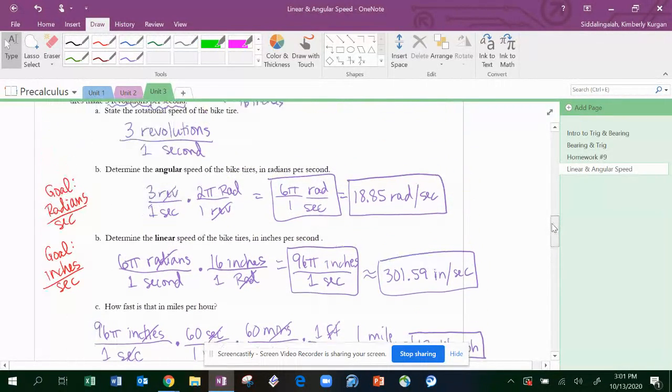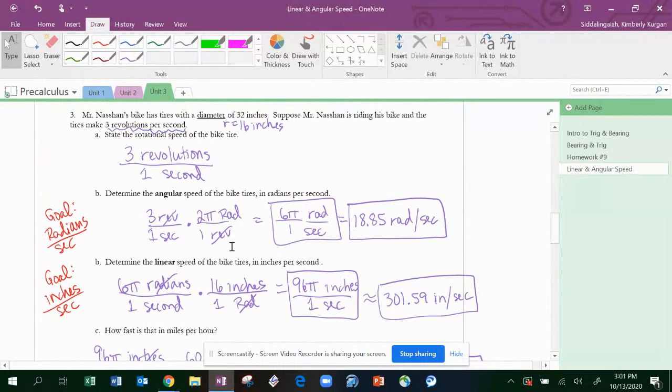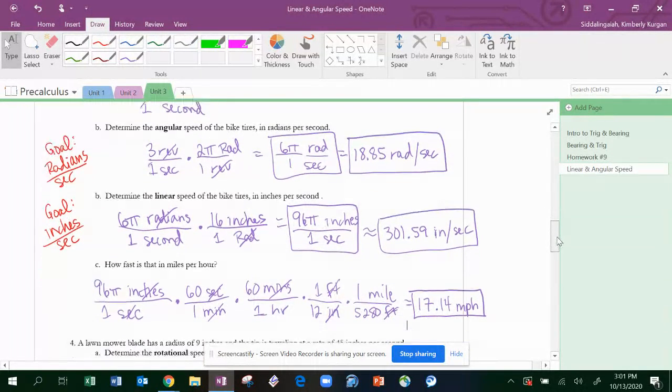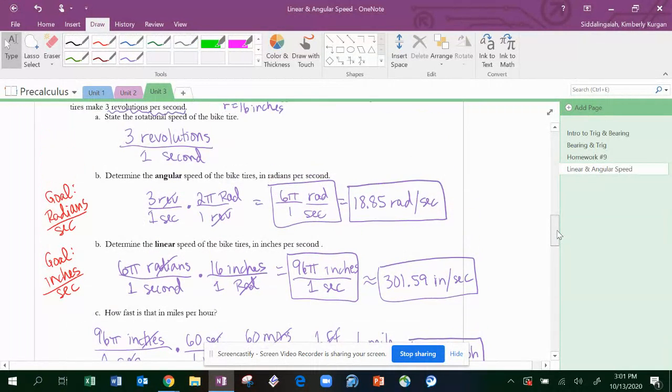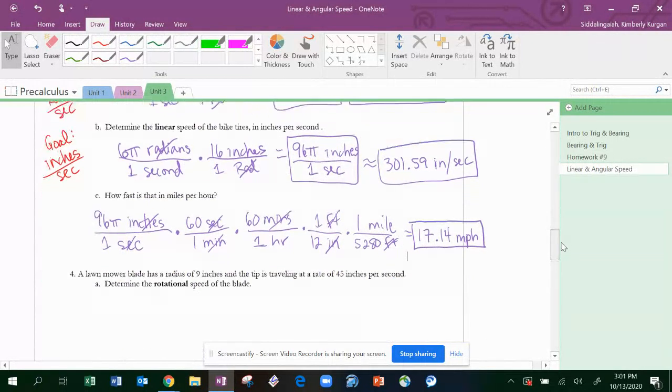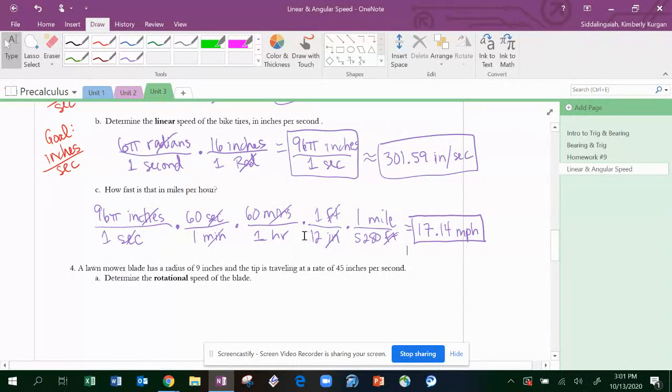So I'd say this problem is a pretty good evolution of the different things you're going to be asked about. Notice it starts with rotational speed, moves to angular speed, moves to linear speed. It kind of shows you in each of the first 3 parts how one builds upon the other. And then the last part here is really just taking a look at different conversions.